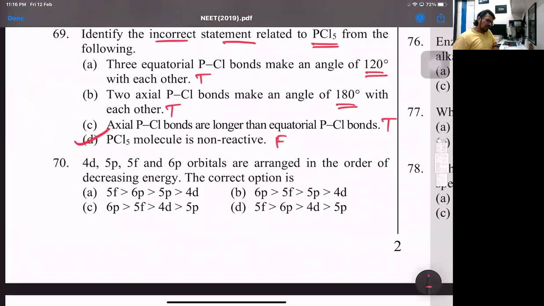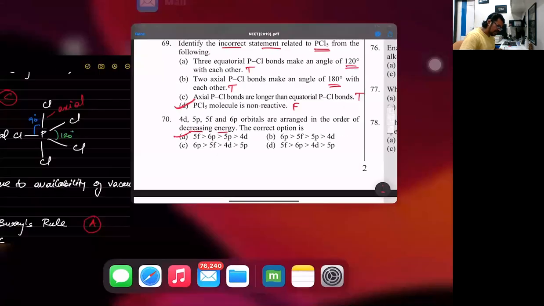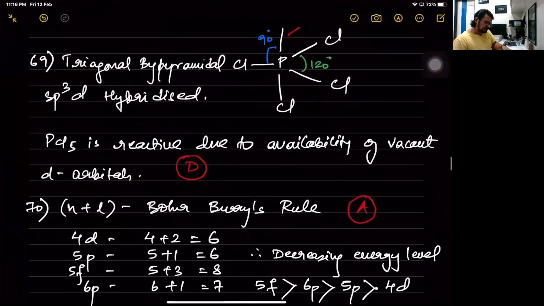Then the 70th one, you're given the orbitals 4d, 5p, 5f and 6p. Arrange in the order of decreasing energy level, higher to lower. Now energy level is by the n plus l, Bohr-Bury's rule. So 70th, is this clear? It's going to be 5f, 6p, then 4p, 5p and 4d. So 70th is A.